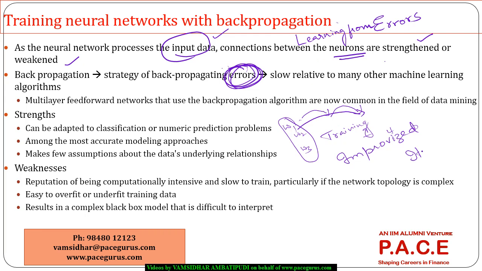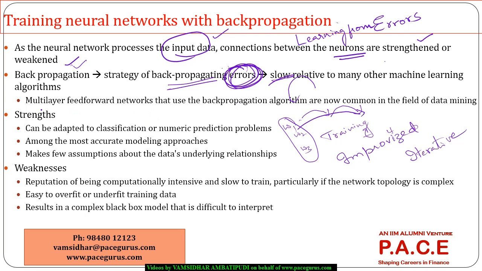So it's more and more of an iterative process, right? That kind of a mechanism where we are learning from the errors is what is called back propagation. It's a strategy of back propagating the errors. Because it's an iterative process, it's very, very slow compared to many other machine learning algorithms.